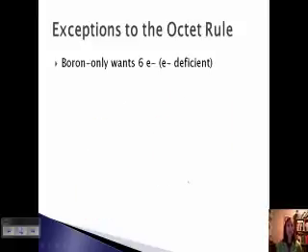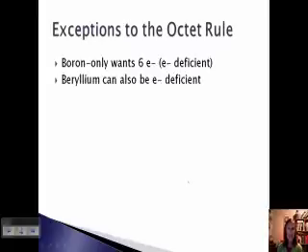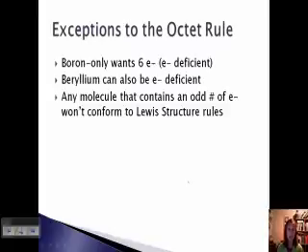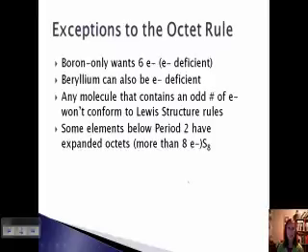Alright, there are some exceptions to the octet rule. Boron only wants 6 electrons instead of 8, so we say that it's electron deficient. Beryllium can also be electron deficient. And traditionally, any molecule that contains an odd number of electrons won't really conform to Lewis structure rules, so if you're ever adding them up and you get an odd number, you probably did something wrong, so go back and recheck the valence electrons.